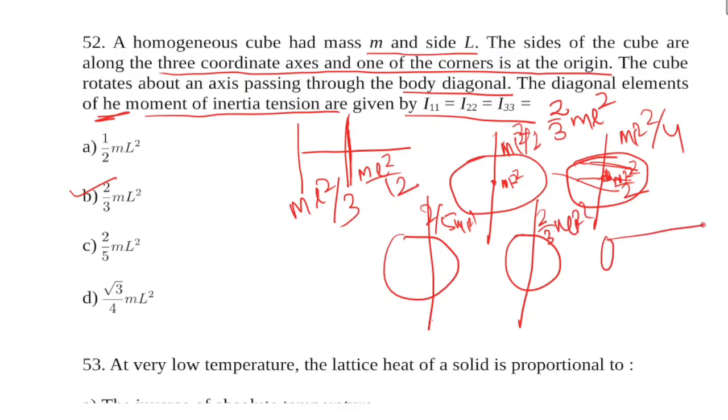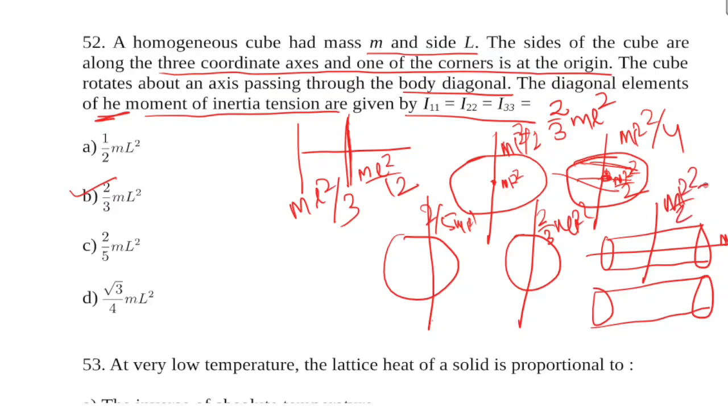Next, similarly, you should remember the values for hollow cylinder and solid cylinder, about both axes, like about this axis and about this axis. For a hollow cylinder, it is mr square, and about this axis, it is mr square by 2 plus ml square by 12. Similarly, for a solid cylinder, about this axis, it is mr square by 2, and about this axis it is mr square by 4 plus ml square by 12.